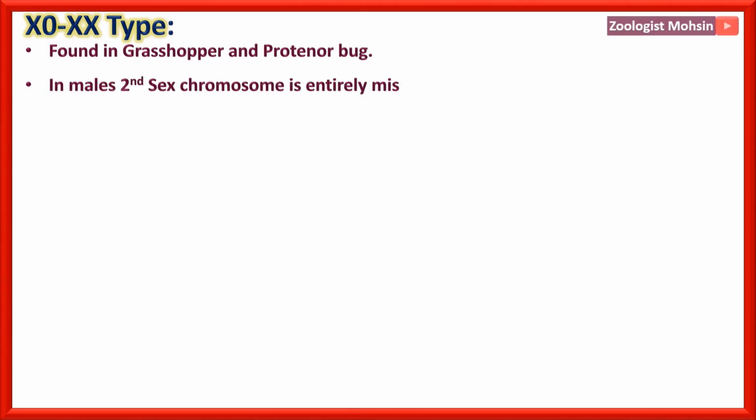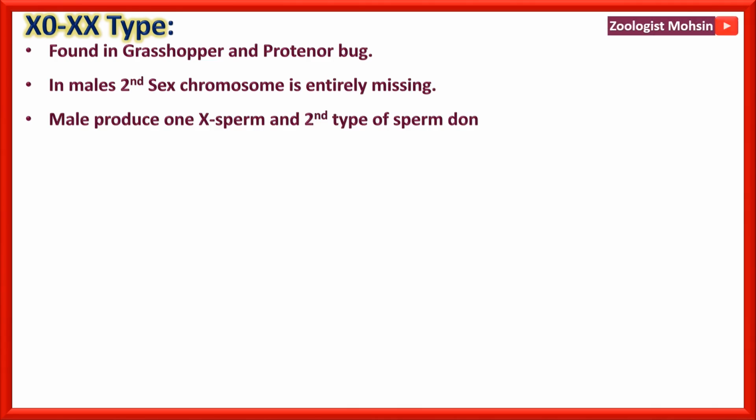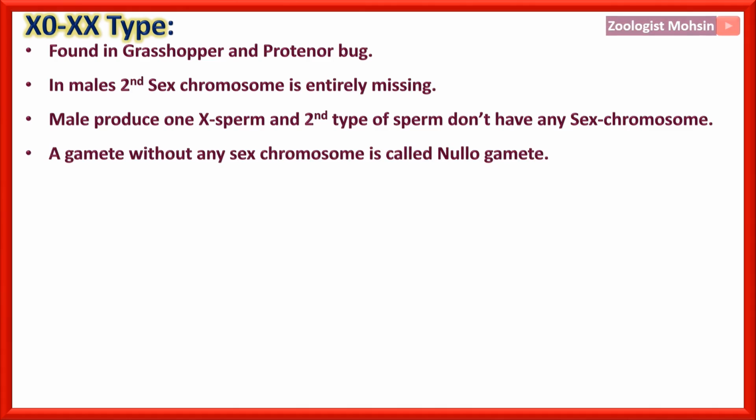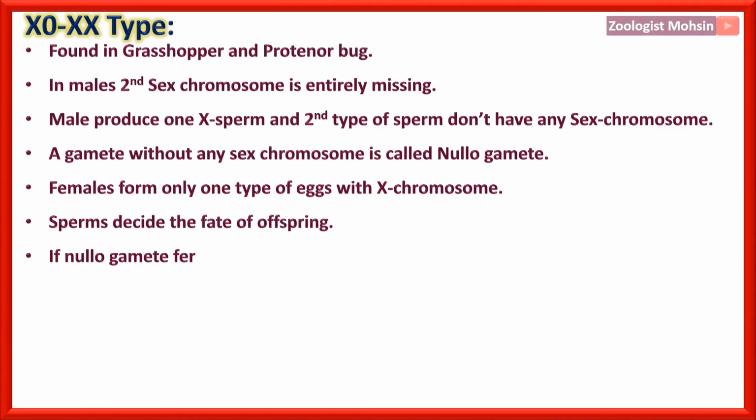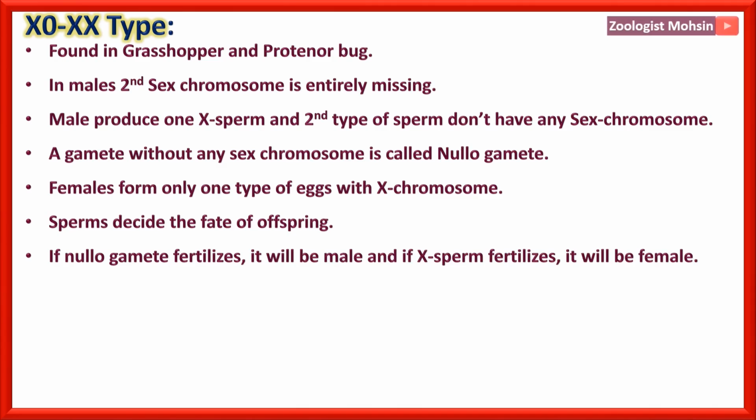In males, the second sex chromosome is entirely missing. Male produces one X sperm, and a second type of sperm that does not have any sex chromosome. A gamete without any sex chromosome is called a nullogamete. Females form only one type of egg with X chromosome. Sperms decide the fate of offspring. If a nullogamete fertilizes, it will be male, and if an X sperm fertilizes, it will be female. Offspring sex ratio is 1:1.